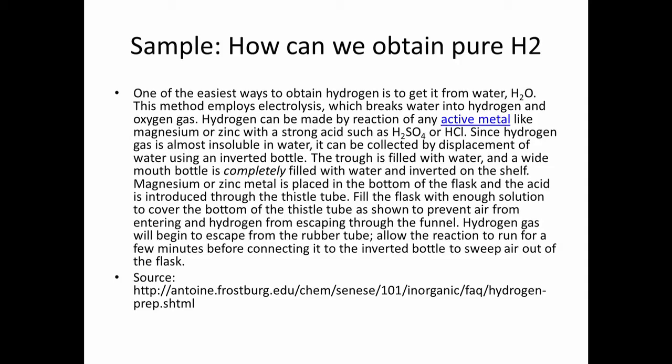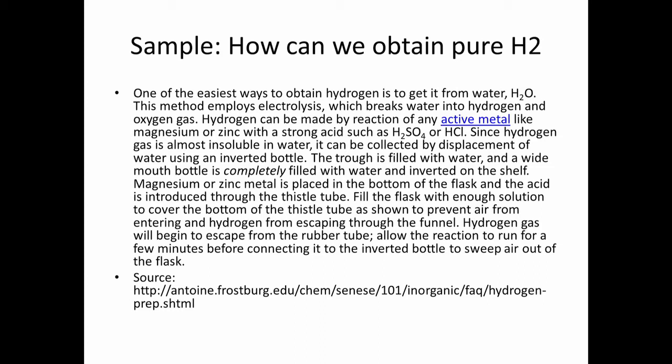One of the easiest ways. Now remember you are talking about your subject verb agreement, please revise it. Easiest ways, not easiest way, one of the easiest ways. Therefore, it has to be ways, it is one of the many, so it has to be ways and not a way. To obtain hydrogen is to get it from water. This method, now this method, which method? To get it from water, okay.